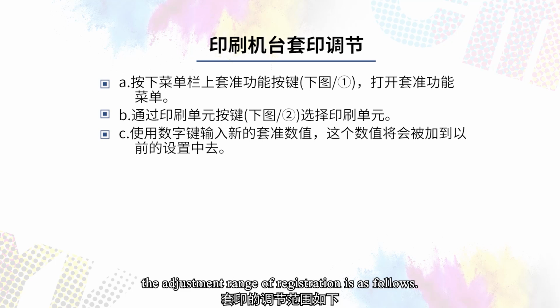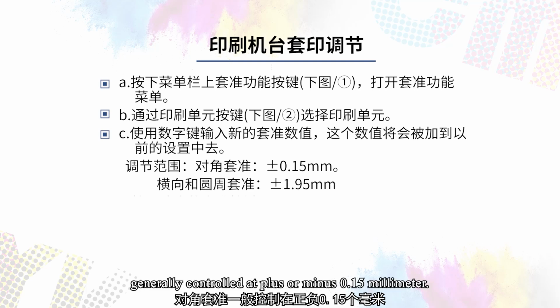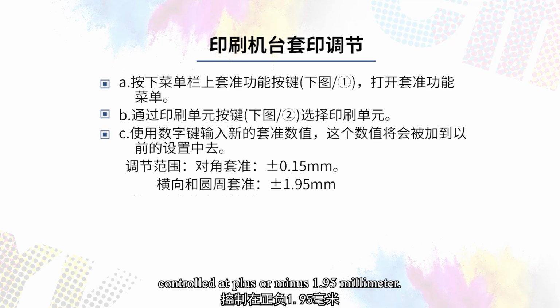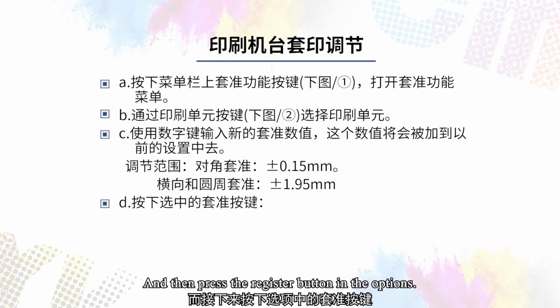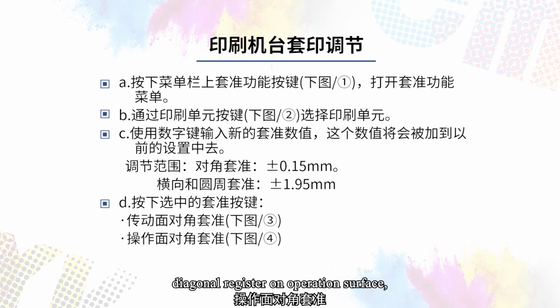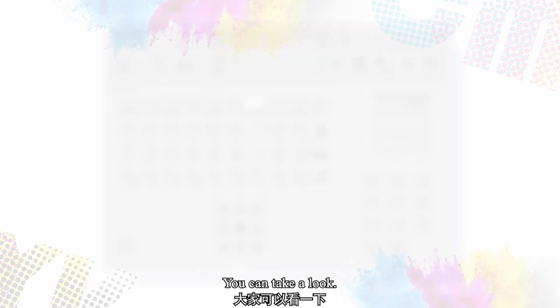Generally speaking, the adjustment range of registration is as follows. Diagonal registration is generally controlled at plus or minus 0.15 mm. The horizontal or circumferential registration range is controlled at plus or minus 1.95 mm. And then press the register button in the options. The register includes the diagonal register on the transmission side, the diagonal register on the operation side, circumferential register and transverse register, etc. You can take a look.